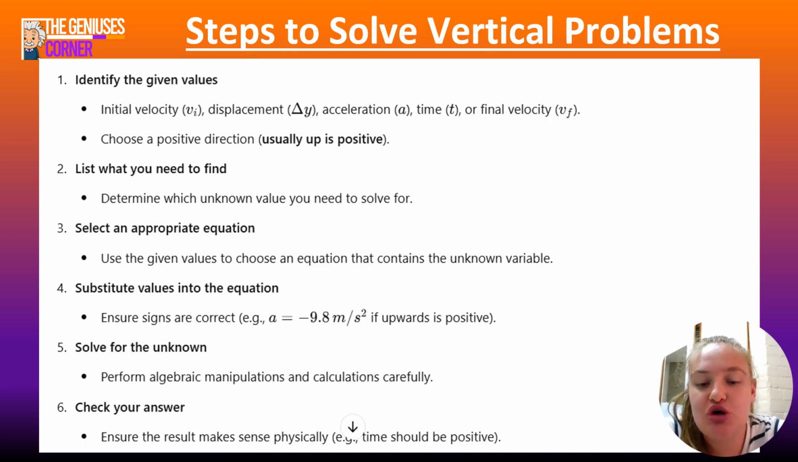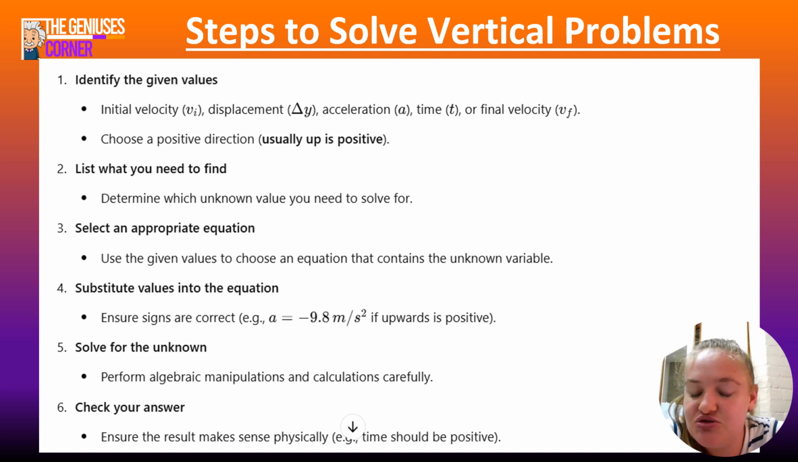So how do we solve these problems? These are the steps you will follow. First, you will identify your given values. I always suggest take a highlighter and highlight the values you are given, and then you also write down what direction is positive, so up as positive. You must write that for the teacher so that they can follow your way of thinking. Next, you will list what you still need to find. Then you will select an appropriate equation. You will look for an equation that has all the values known except the one you are looking for.